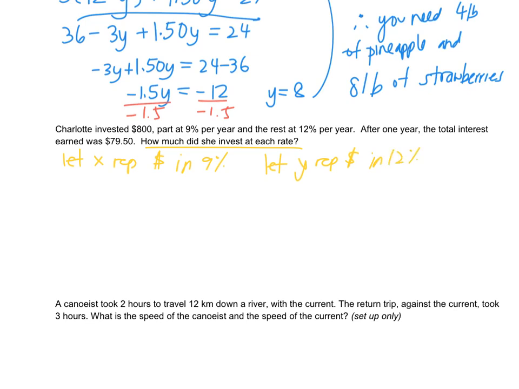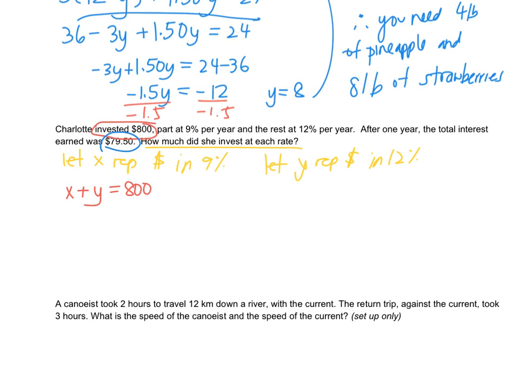And now let's look for our statements. She invested $800. So if we took the money she invested at 9% and we took the money she invested at Y at 12% and we added them, it's going to be $800 in total. So that's our first equation. The next one is about the total interest. So when you take 9% of X and you take 12% of Y and you add those up, you're going to get $79.50 because that's how much money the bank is giving her.